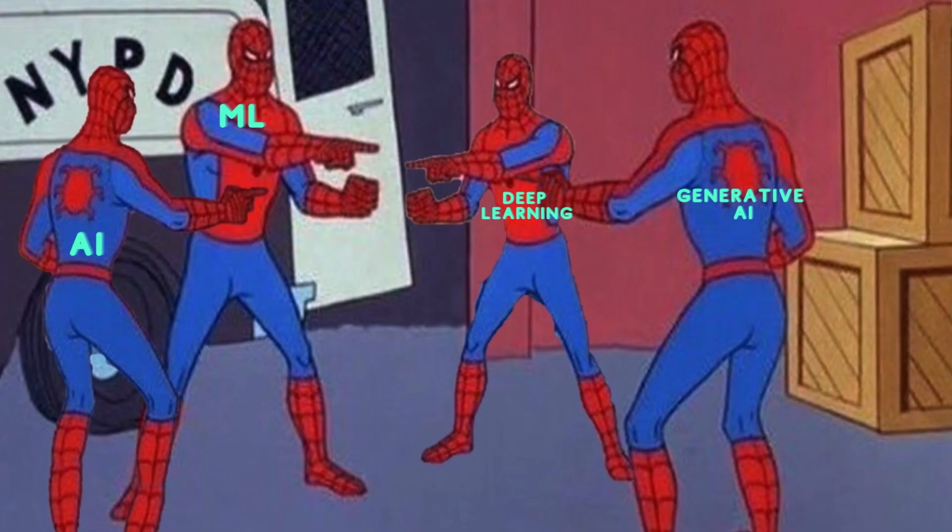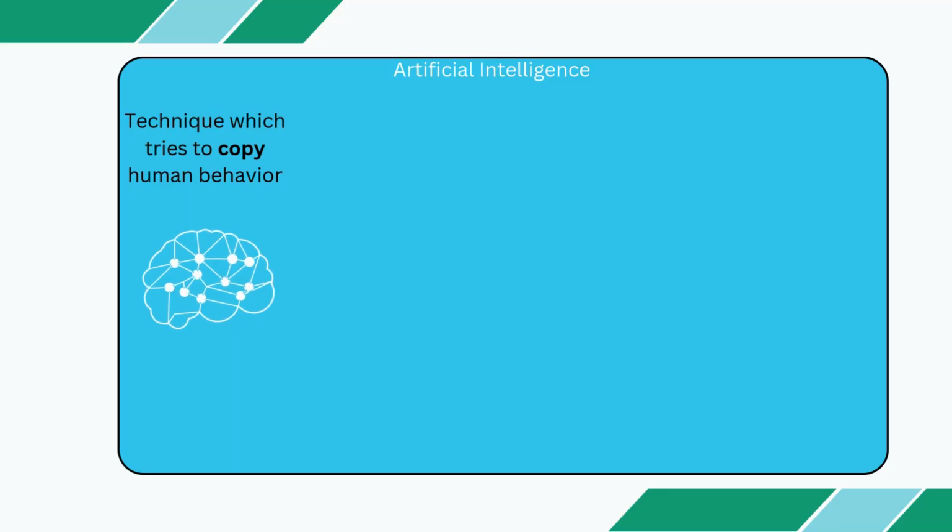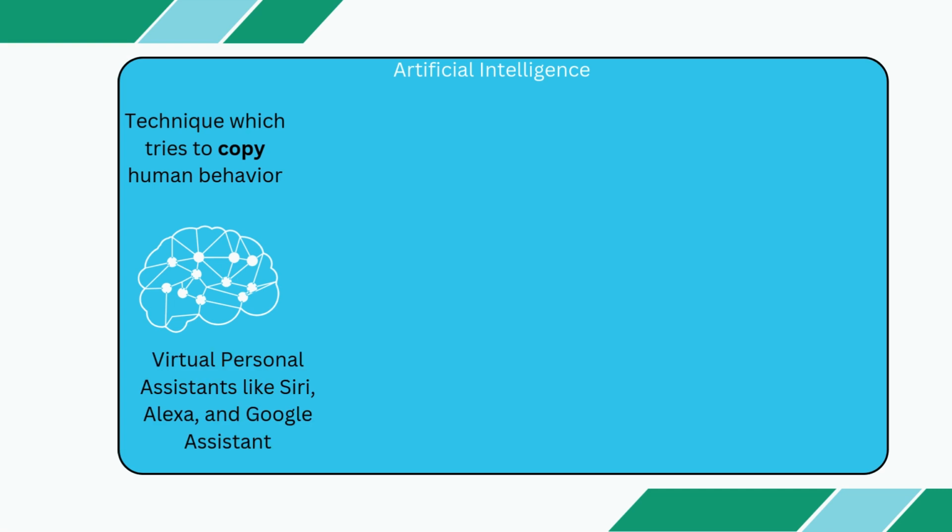The first one is artificial intelligence, which is a broader term that tries to copy human behavior like learning, reasoning, problem solving and decision making. So the keyword is copy and the goal is to create machines that can copy intelligent behavior. An example is virtual assistants like Siri, Alexa and Google Assistant.